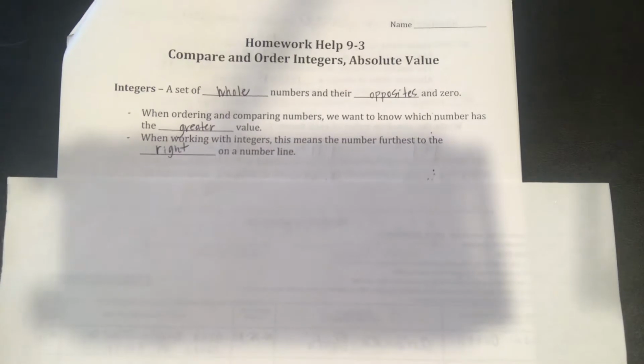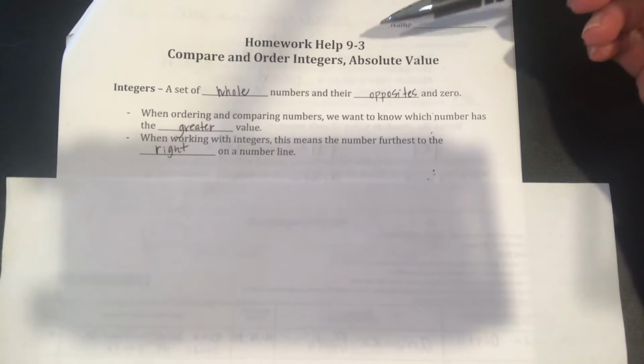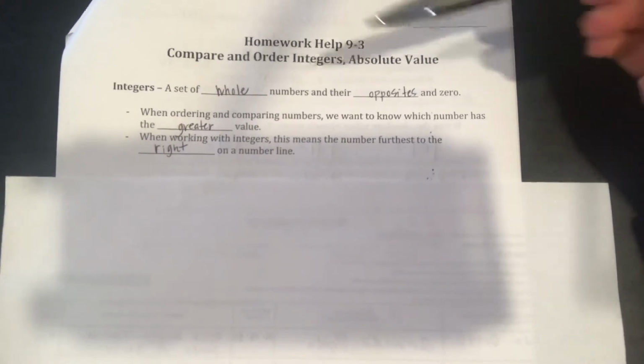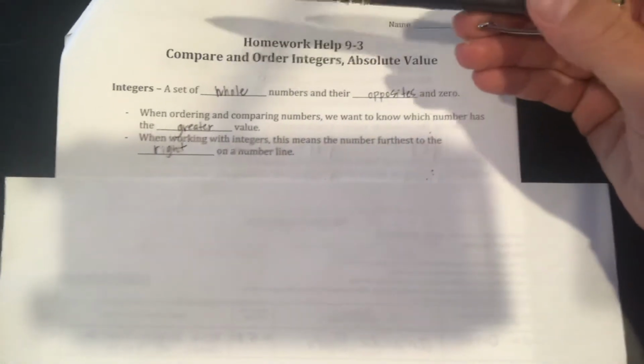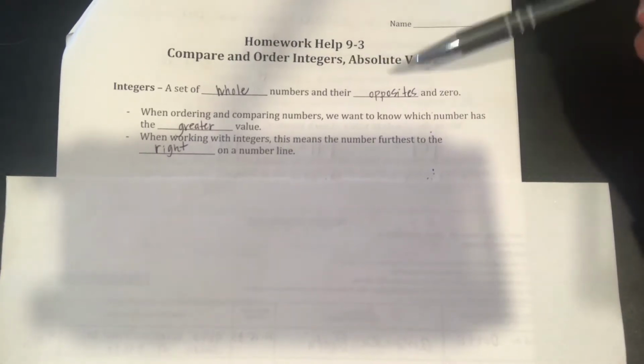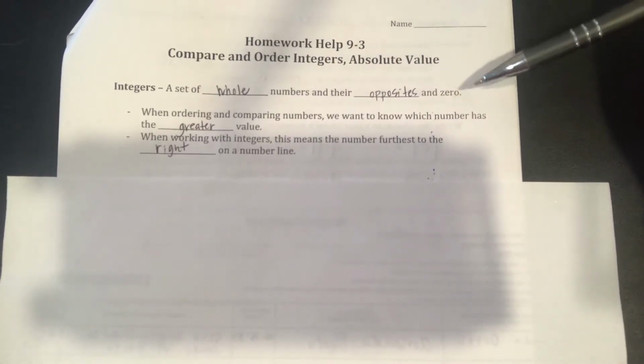Today we're doing 9-3, and it's compare and order integers and absolute value, okay? So we talked about integers, and I don't think we have talked about absolute value this year. So let's go ahead and get started. Integers are a set of whole numbers and their opposites and zero.